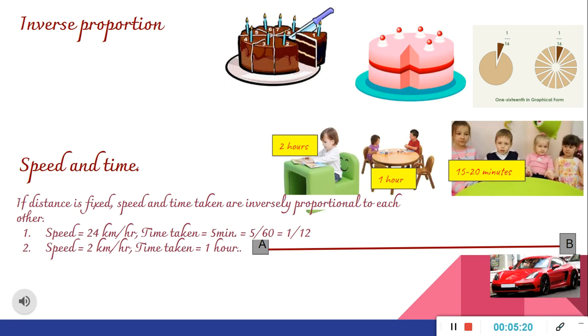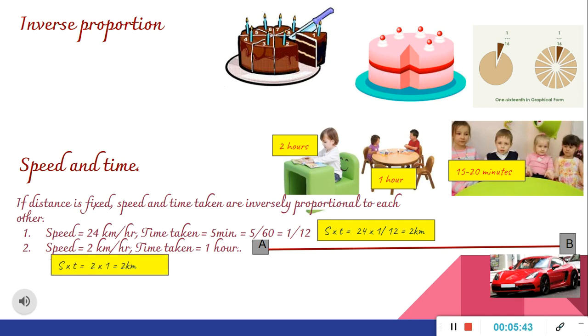So looking at both the cases, what can we say? We can say that in case 1, speed into time, that is 24 into 1 upon 12, is equal to 2 kilometer. In case 2 also, speed into time, that is 2 into 1, that is also 2 kilometer.